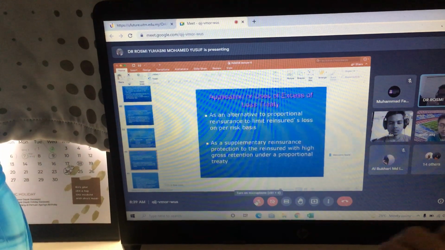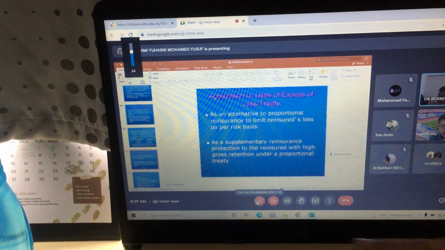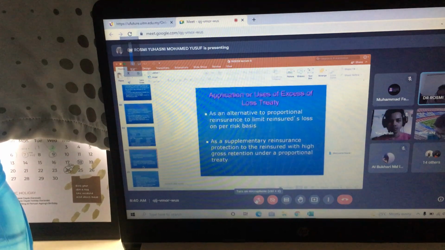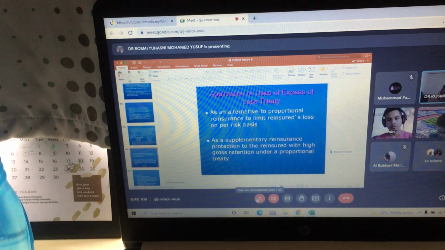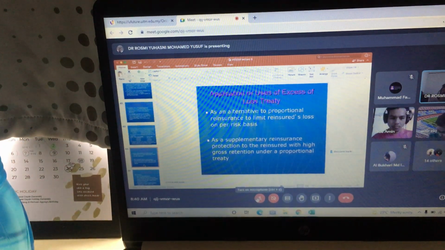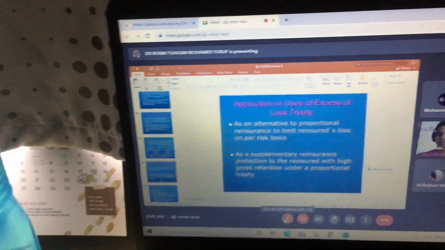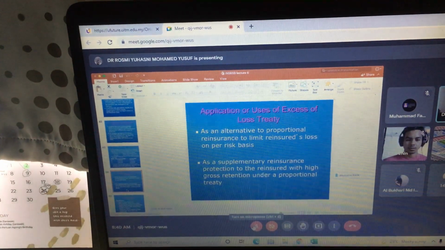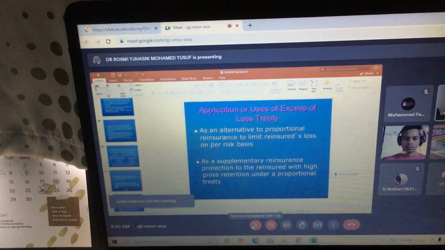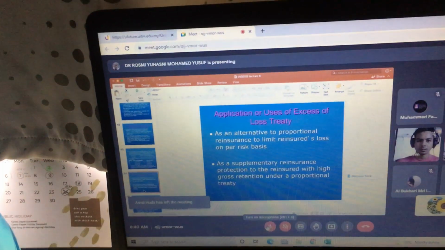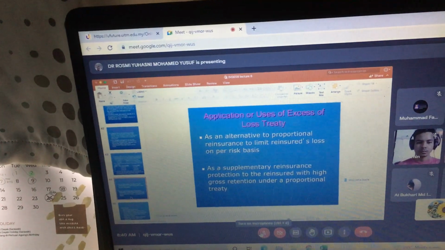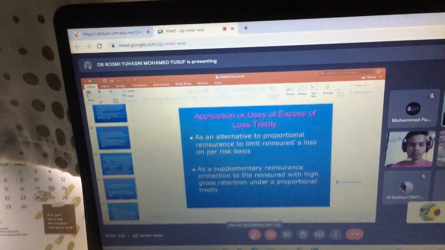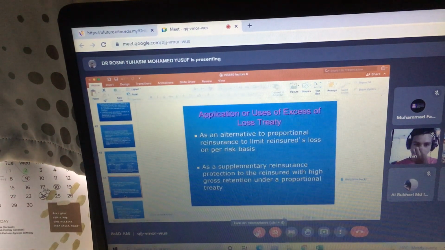Attach reinsured loss on a per risk basis. Excess of loss is an alternative to proportional. Excess of loss is another option to proportional reinsurance. Okay? So it can be a substitute to proportional reinsurance.